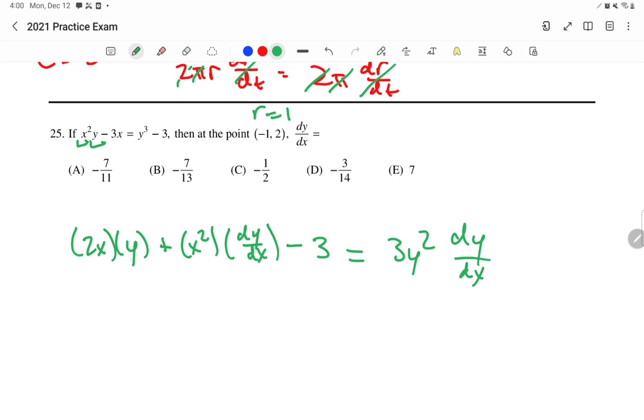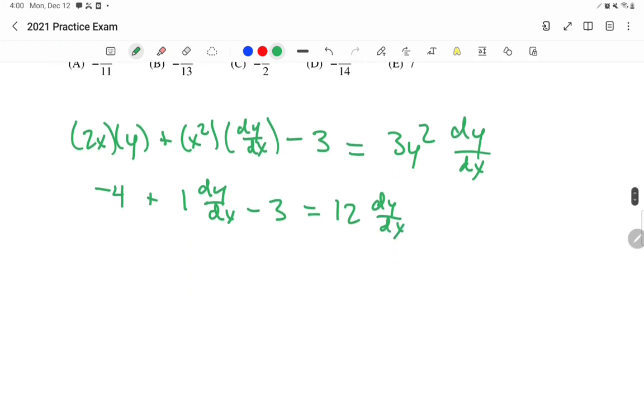So this is negative 2. Anywhere I see a y, I'm plugging in 2. So negative 2 times 2 is negative 4. Plus negative 1 squared is 1 dy/dx. Minus 3 equals 3 times y squared, that's 12 dy/dx.